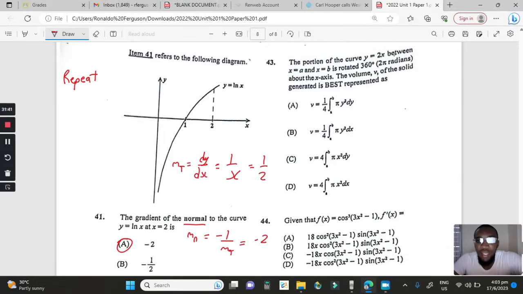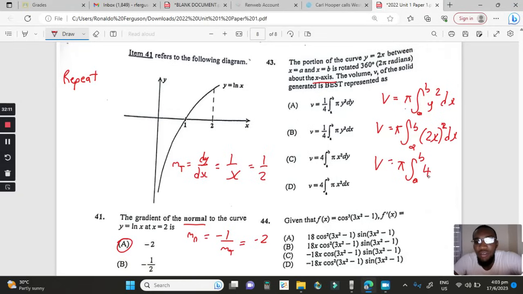The portion of the curve y equal 2x between a and b, volume about the x-axis. Remember, volume about the x-axis is pi times the integral from a to b of y squared dx. Y is 2x, and we're squaring that, so 2 squared is 4. That's pi times the integral from a to b of 4x squared dx. We can factor out the constant. That's 4 pi times the integral from a to b of x squared dx.